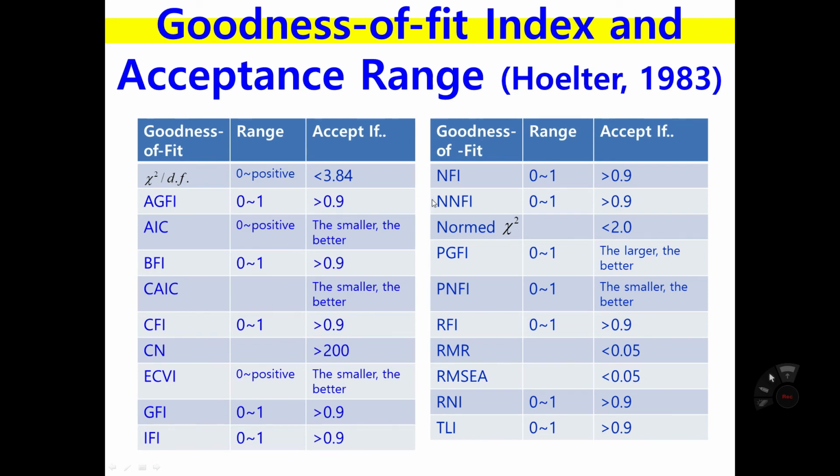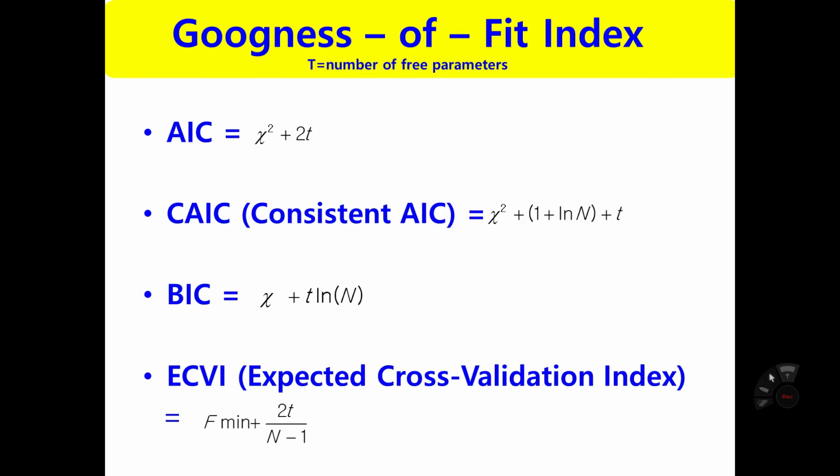A number of goodness of fit indices, and we have the acceptance range here. So you need to compare your obtained estimate of goodness of fit with the acceptance range. If your estimated goodness of fit index is included in the acceptance range, then you can say that it is acceptable. Otherwise, it is not. Thank you. Some more goodness of fit indices are: Akaike information criterion, consistent Akaike information criterion, Bayesian information criterion, expected cross-validation index, something like that. Okay.